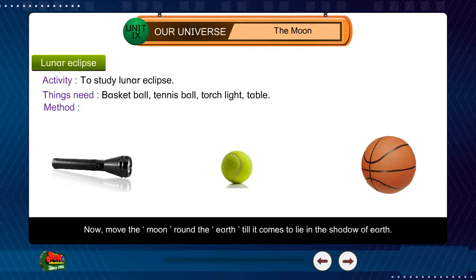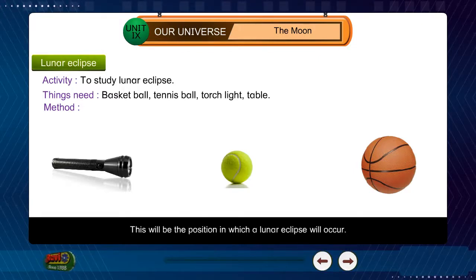Now move the moon round the earth till it comes to lie in the shadow of earth. This will be the position in which a lunar eclipse will occur.